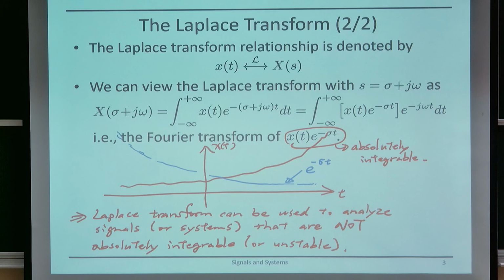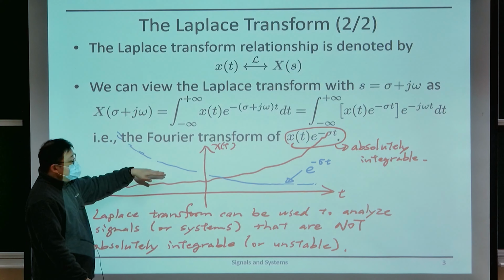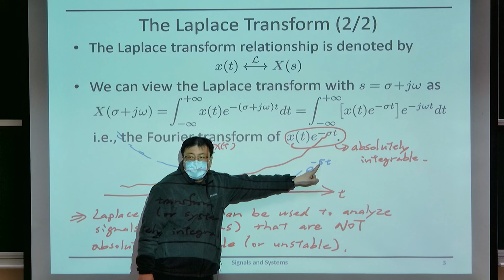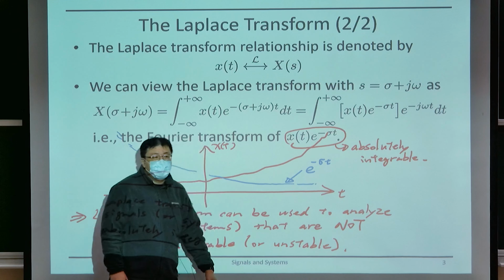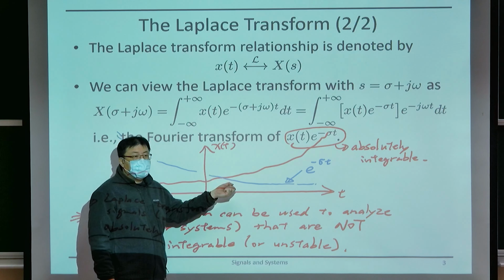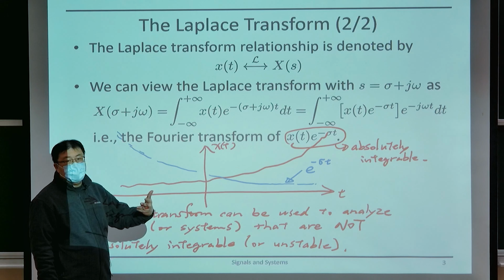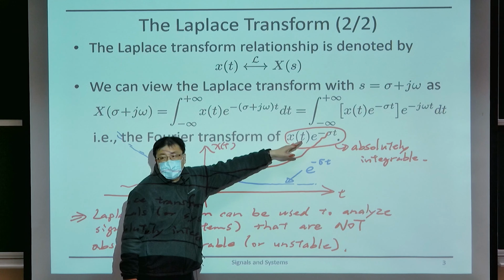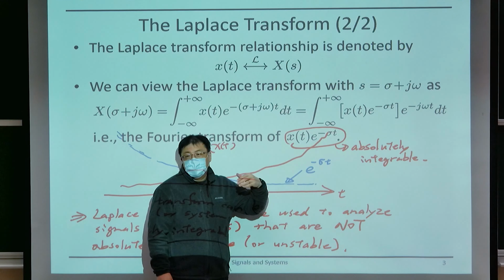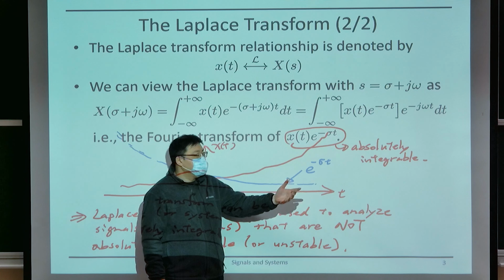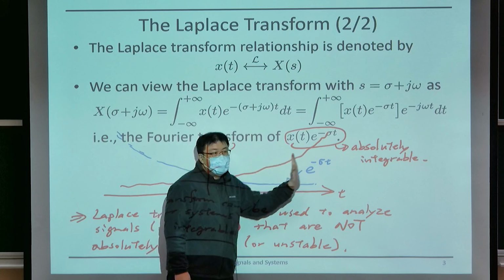So this is really the essence of the Laplace transform. Then the question is, how large or how small should this sigma be in order for you to obtain an absolutely integrable signal? That corresponds to the choice of the region of convergence. For certain signals growing this way, you need sigma to be at least as large as a certain value. In that case, the region of convergence will be to the right.